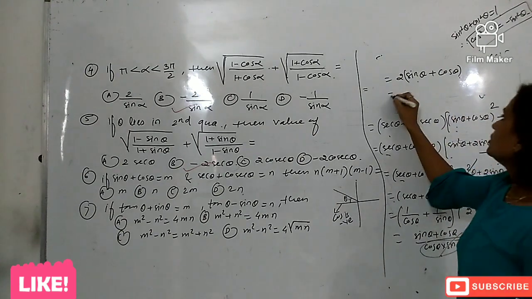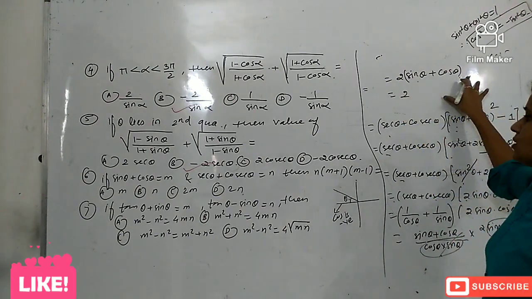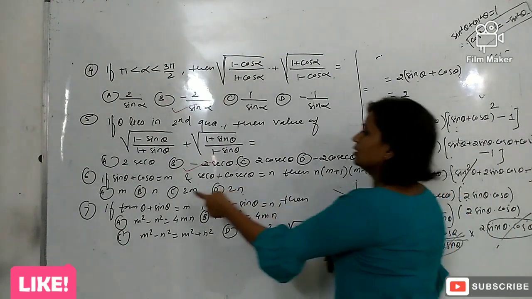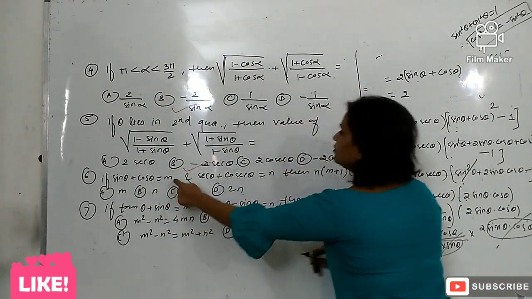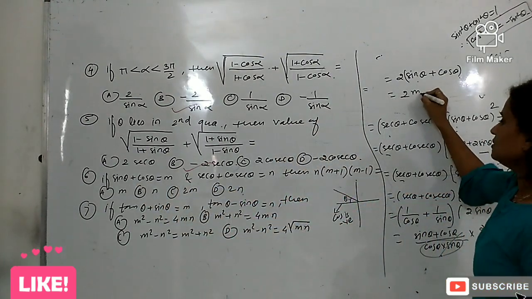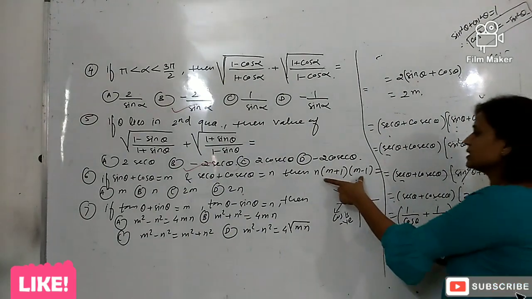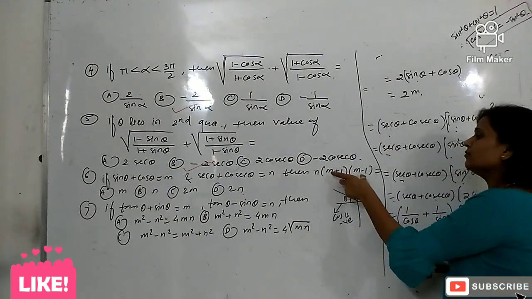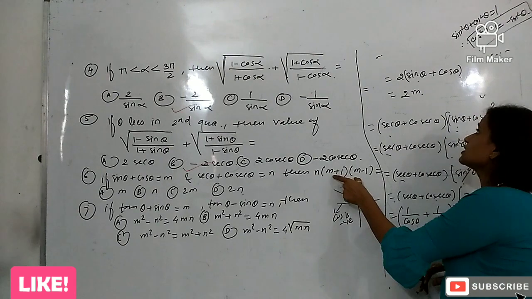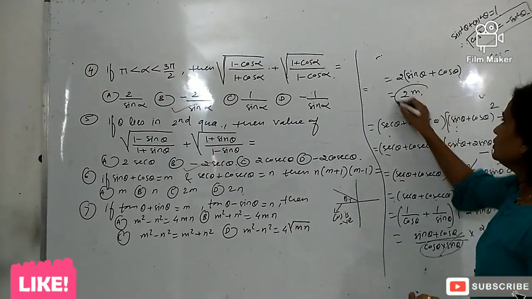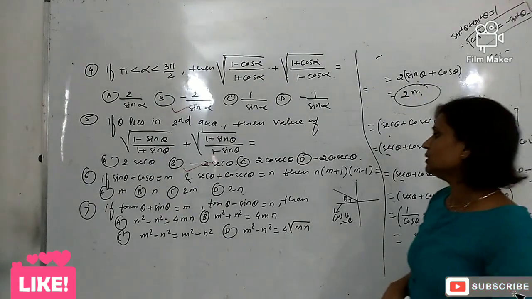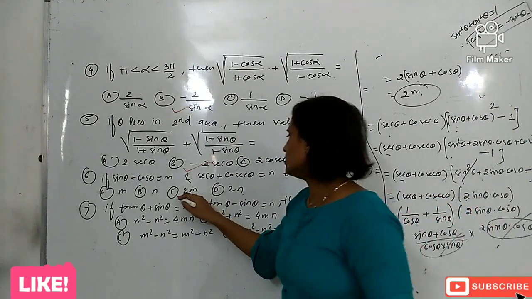So we have this value, that sin theta plus cos theta is the value of m. So put m here. So we start from this expression, and finally we got the value of this expression in terms of m, which is 2m. So correct option is 2m, which is the C option.